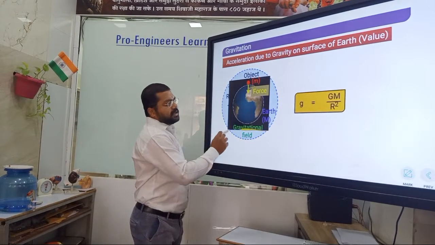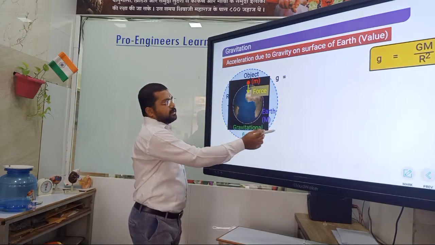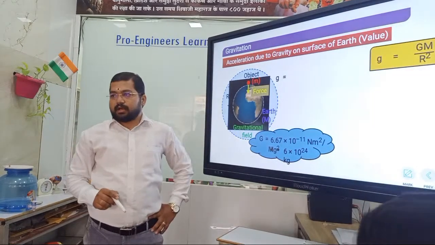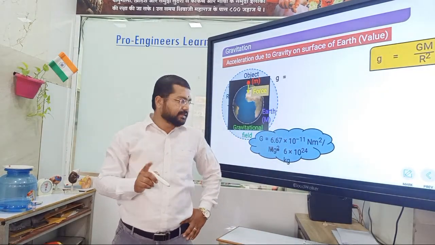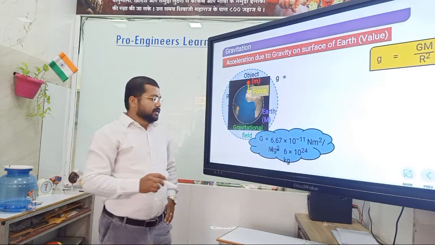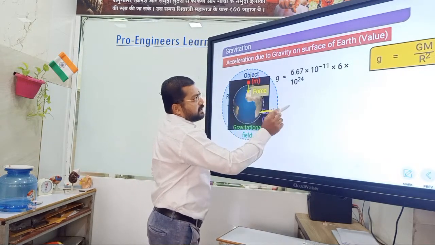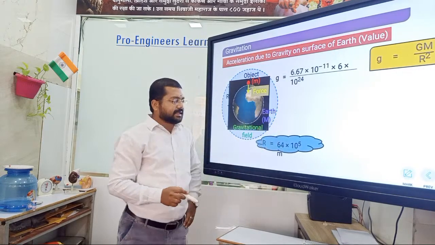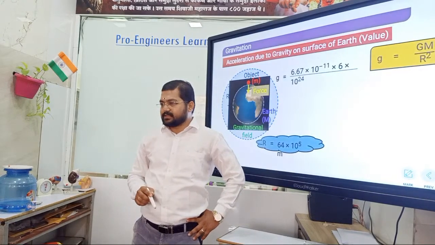So small g is equal to GM upon r square. If we put the values, we now have all three values. We know the capital G, that is 6.67 into 10 raised to minus 11. Mass of earth is 6 into 10 raised to 24 kg, right? And radius of earth is 64 into 10 raised to 5 meters.